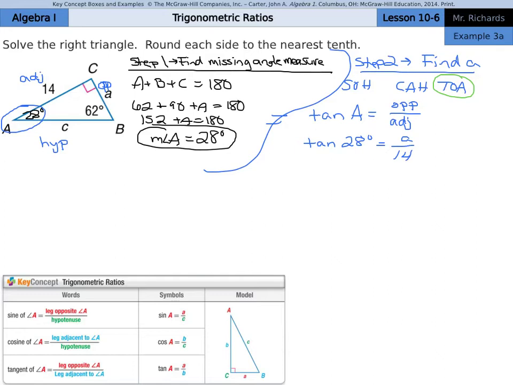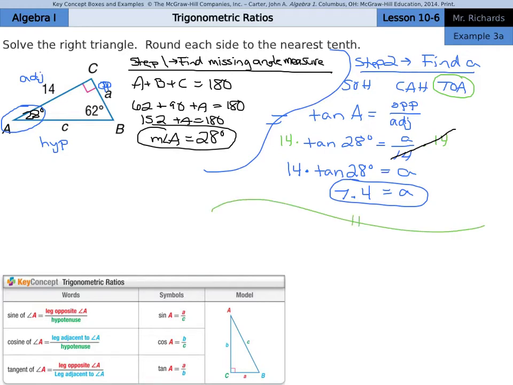Now, before I punch in the tangent of 28 degrees into a calculator, let's get our variable alone. Let's solve for that variable. So if I multiply by 14 on both sides here, this ends up canceling, this 14 and 14 here, and I'm left with 14 times the tangent of 28 degrees is going to equal side A. And if you type in 14 times tangent 28 degrees, you will end up with 7.4 for A. And that's the length of A.